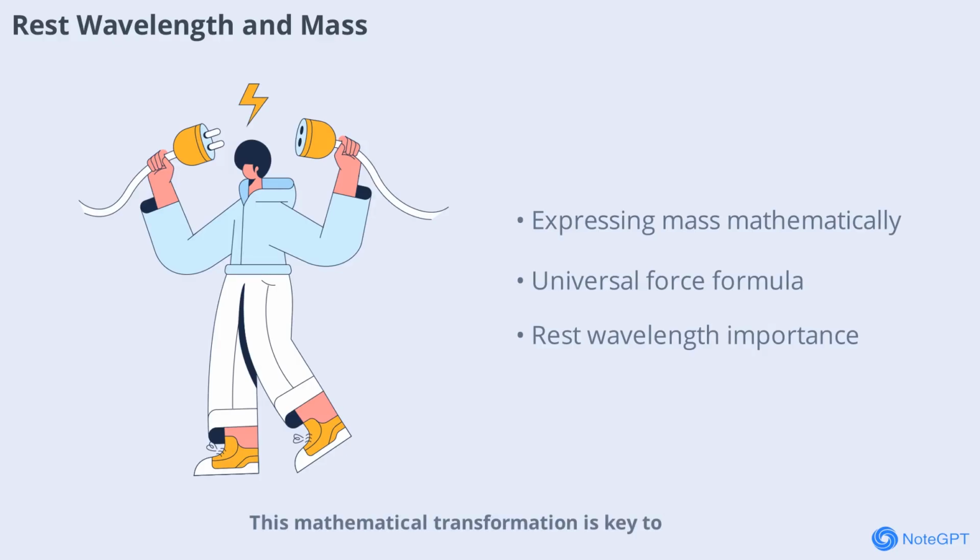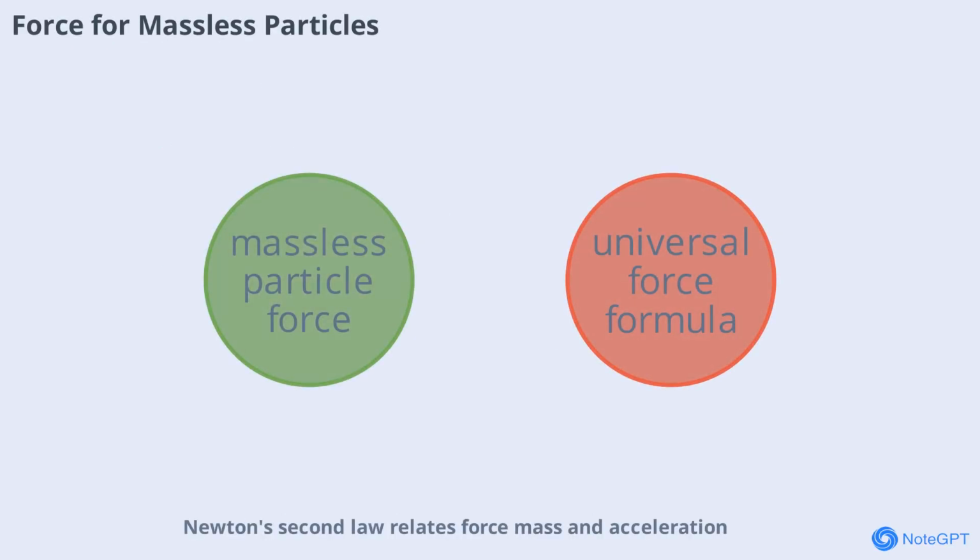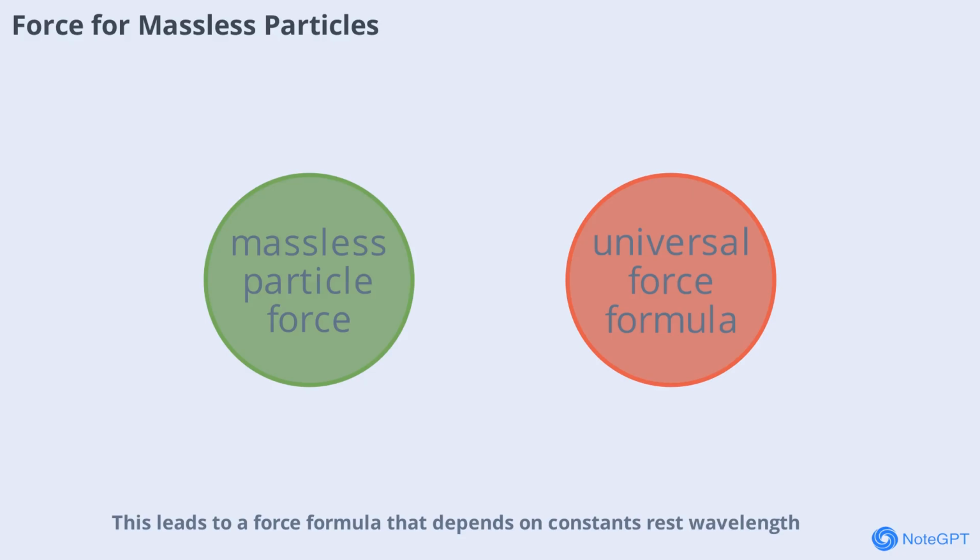This mathematical transformation is key to extending Newton's second law to massless particles. It allows us to substitute mass with quantities that are meaningful for particles like photons, paving the way for a universal force formula. Newton's second law relates force, mass, and acceleration. For massless particles moving at the speed of light, we substitute mass with our new expression. This leads to a force formula that depends on constants, rest wavelength, and time. By further substituting Coulomb's constant, we refine the formula, making it applicable to massless particles like photons.